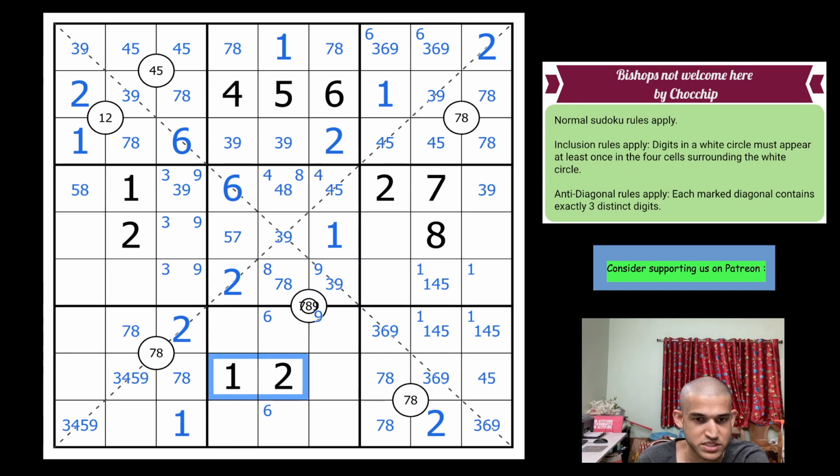Can't be 1, 2, 7, 8, 6 and 9. So this is 3, 4 and 5. So we almost got a pair here. Only thing, the 3 is ruining that. So okay, 6 in row 8 must go in one of these two cells. Okay.